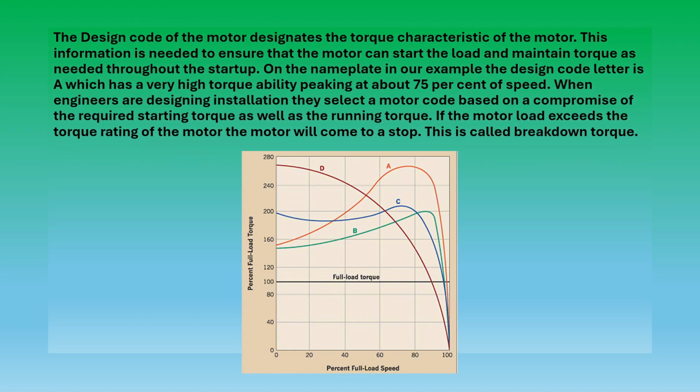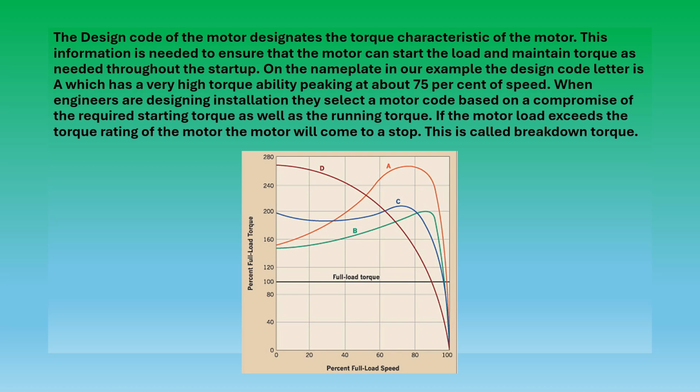The design code of the motor designates the torque characteristics of the motor. This information is needed to ensure that the motor can start the load and maintain torque as needed throughout the startup. On the nameplate, in our example, the design code letter is A, which is a very high torque ability, peaking at about 75% of speed.